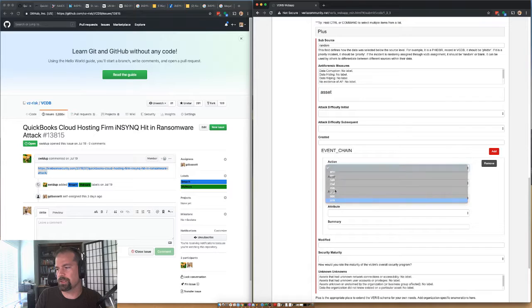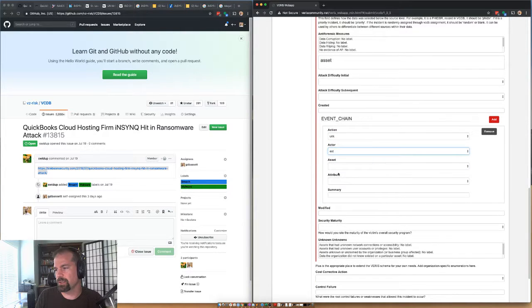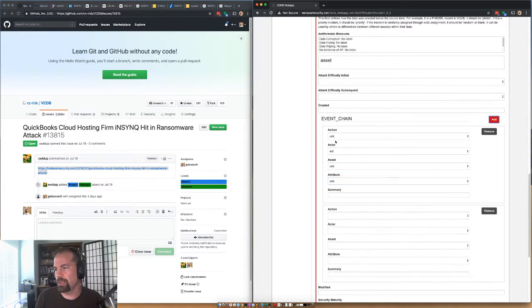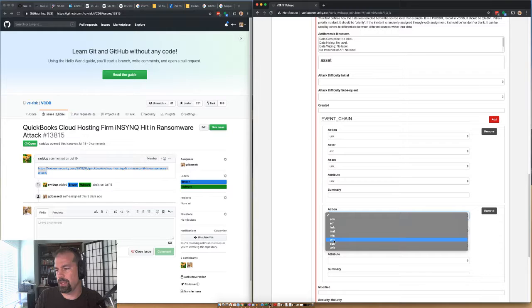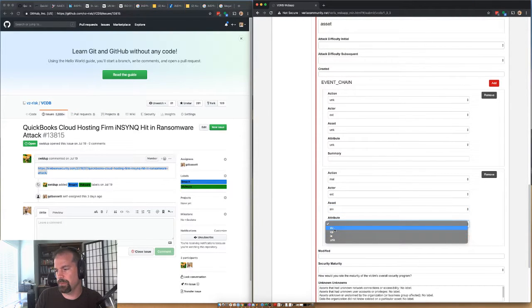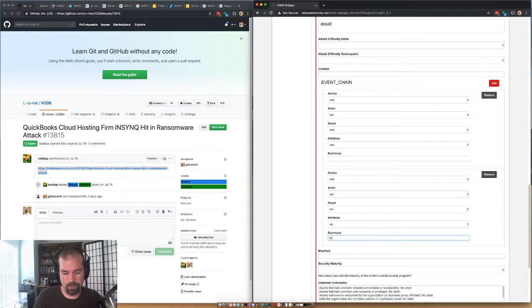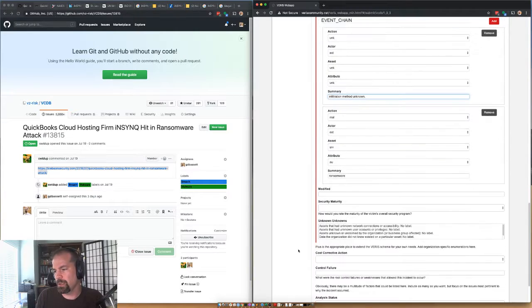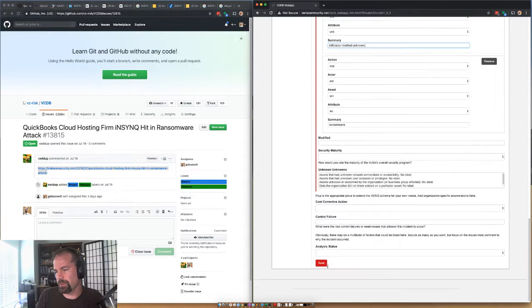Action, so there was an unknown action by the external actor, and with an unknown asset and an unknown attribute. And then we're going to follow that with a malware action by the external actor on a server, probably the file servers, and compromise of availability. This is ransomware. So infiltration method unknown. Okay, security maturity, we really don't know a lot about that. Make this validated and save it.